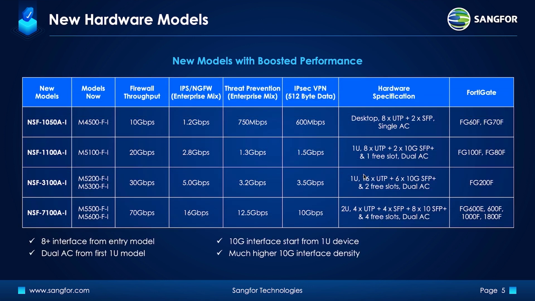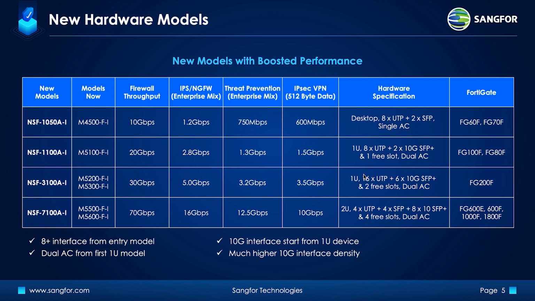As you can see, in the first stage we released 4 different models: NSF 10508, NSF 11008, NSF 31008, NSF 71008, and we also list the existing models we have been selling now. You can compare the new model and the existing model, and it's easy to help you choose the new model to provide to customers. In the middle part of this table, we list the firewall throughput, IPS throughput, threat prevention throughput, and IPsec VPN throughput. As you can see, the first model is a desktop model, and the second model is a 1U model.